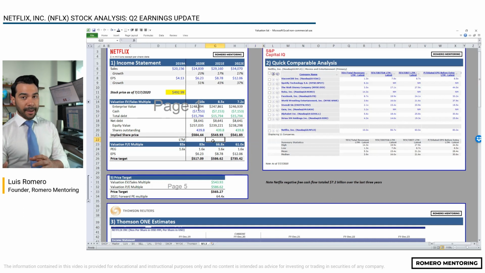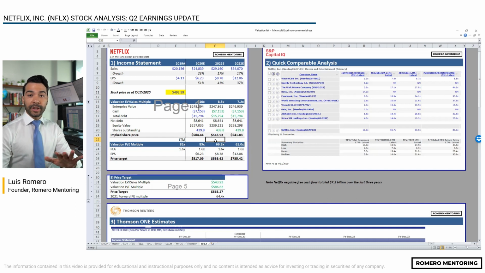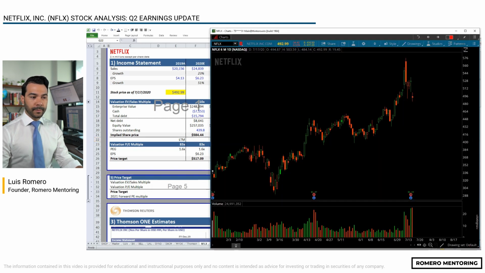Now, the next step is, of course, to look at charts so that we can apply technical analysis and see where the momentum of the stock is. What is price action telling us? So let's open up our charts. Here we go. Here it is.